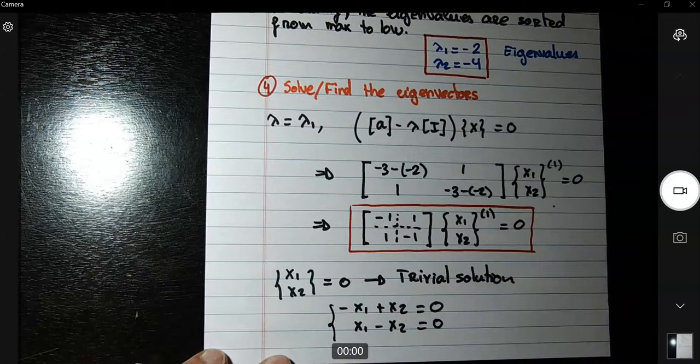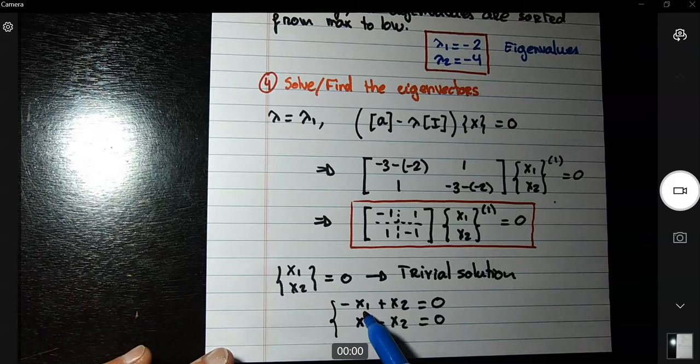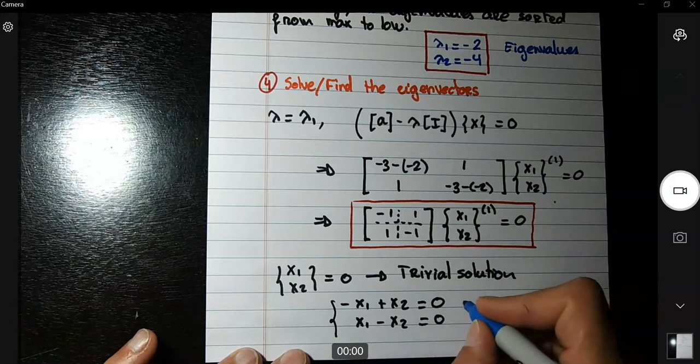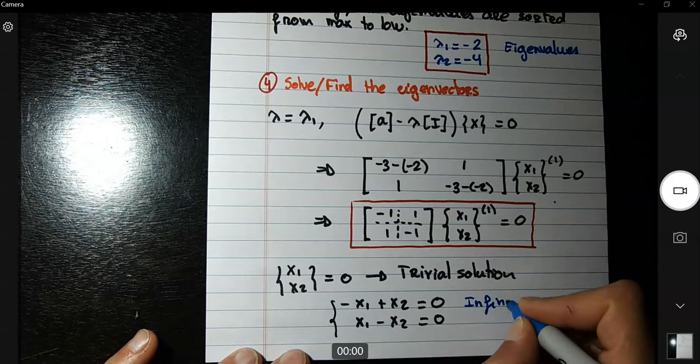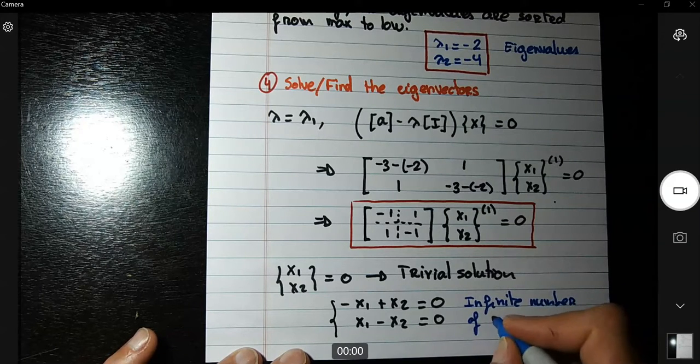So basically here, mathematically, what do you see? That this is the same equation. Basically if x1 equals x2, it will give you x2 minus x2 equal to 0. Or x2 will be equal to x1. You have minus x1 plus x1 equal to 0. So that means that for any values as long as x1 and x2 are equal, you can have an infinite number of solutions. But that was expected.